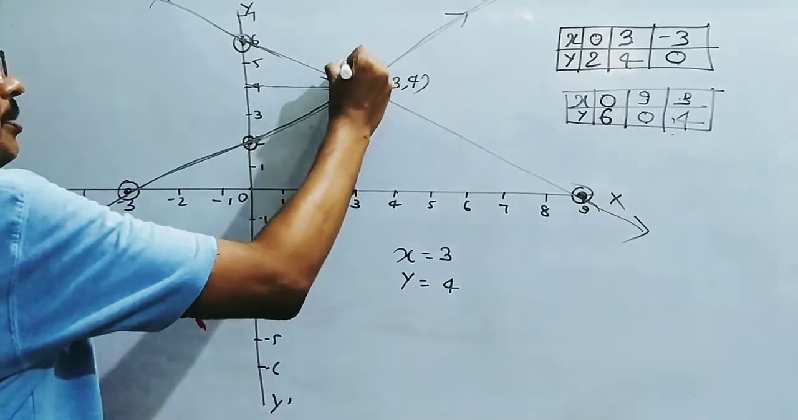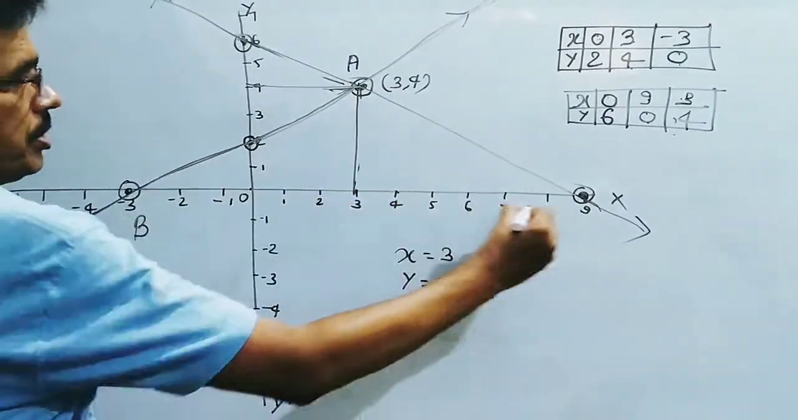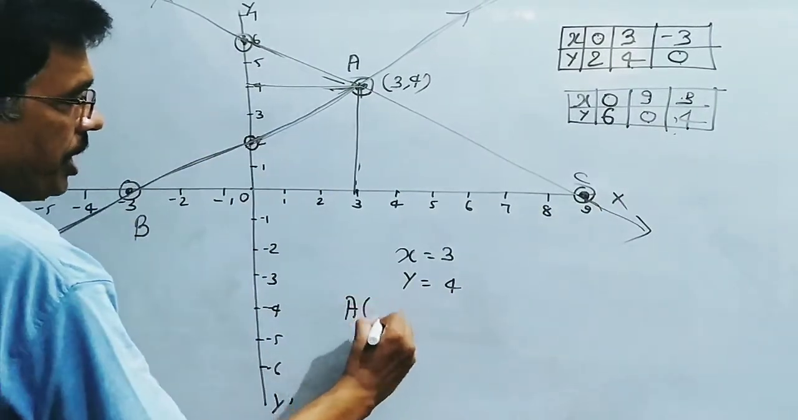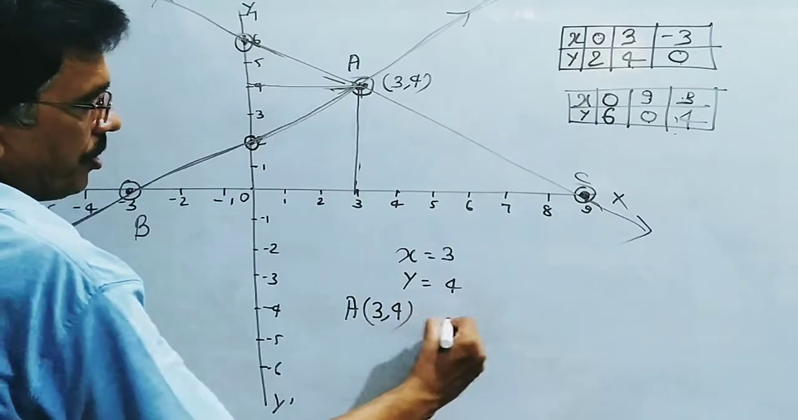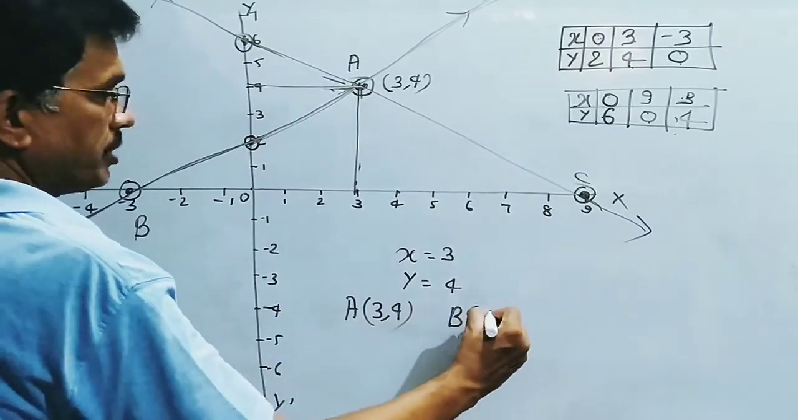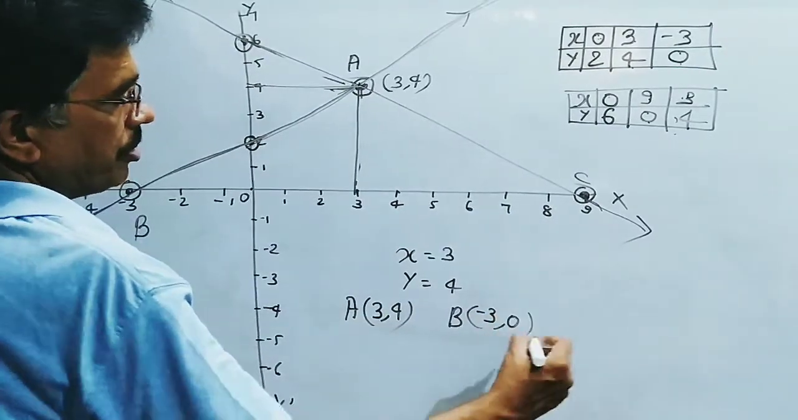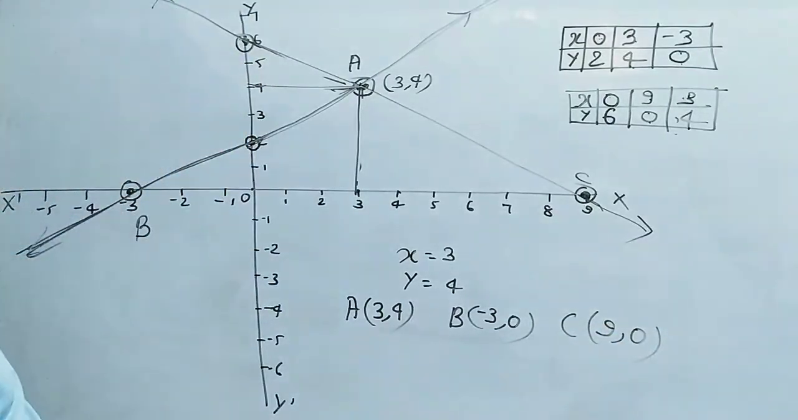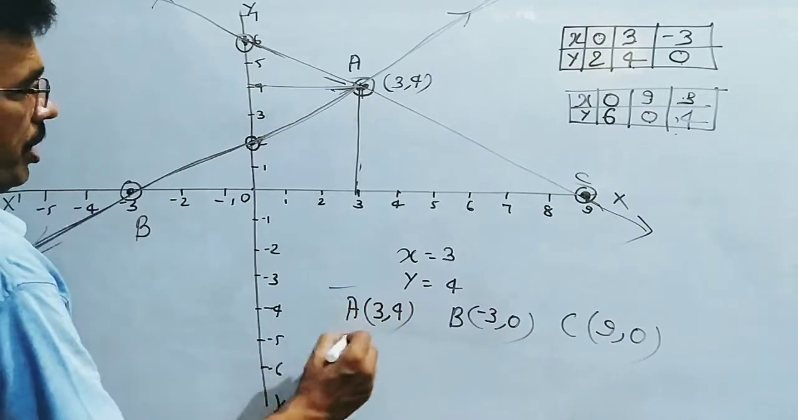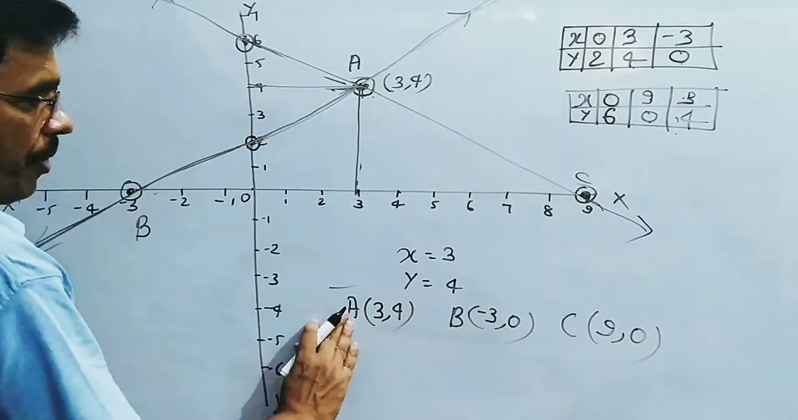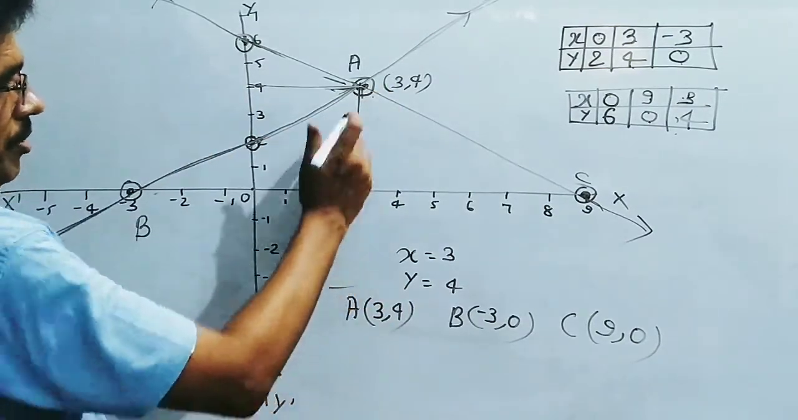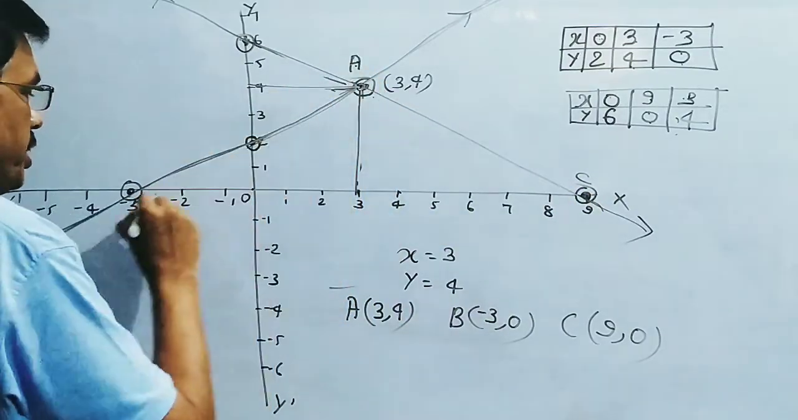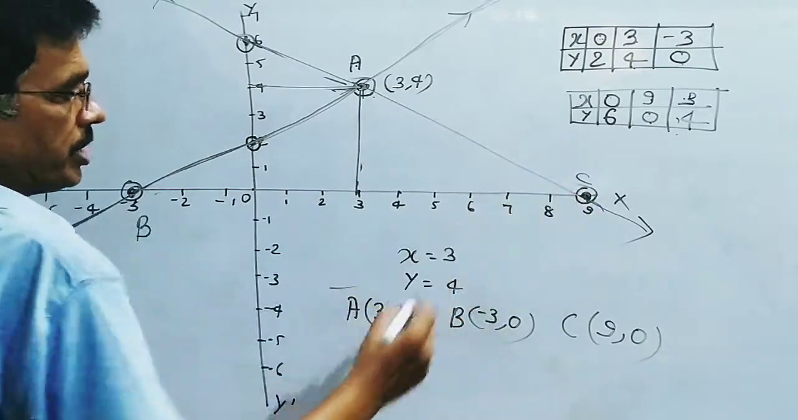Now the triangle name is ABC, suppose. Your question is, what is the coordinate of ABC? So coordinate of A is (3, 4). Coordinate of B is (-3, 0). And coordinate of C is (9, 0). But this is the triangle with the help of the x-axis. With the help of the x-axis, it is ABC, and coordinate of A is this, coordinate of B is this, and coordinate of C is this.